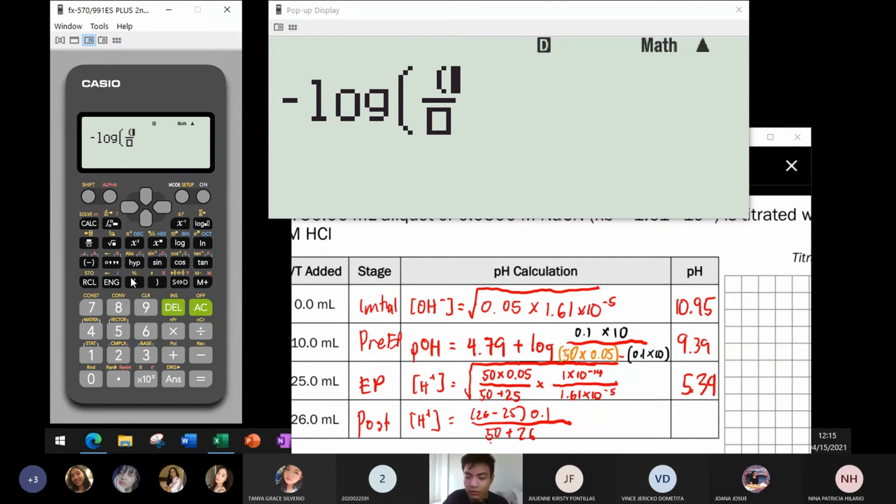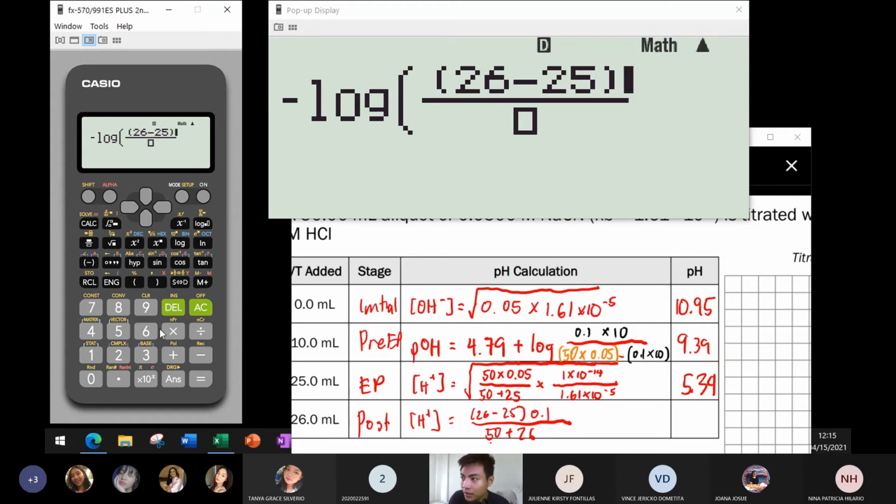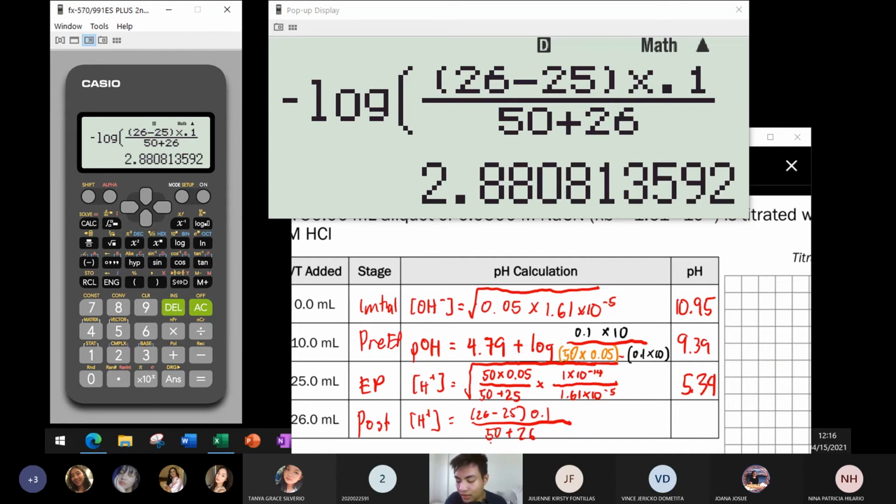Parenthesis, 26 minus 25. Actually, pwede mo i-type 1 na lang, pero lalagay ko pa rin para may reference kayo. 0.1 divided by 50 plus 26. 2.88. Yan na yung pH ng solution. Ito yung equation na. The pH of the solution when we add 26 mL of the titrant is 2.88.